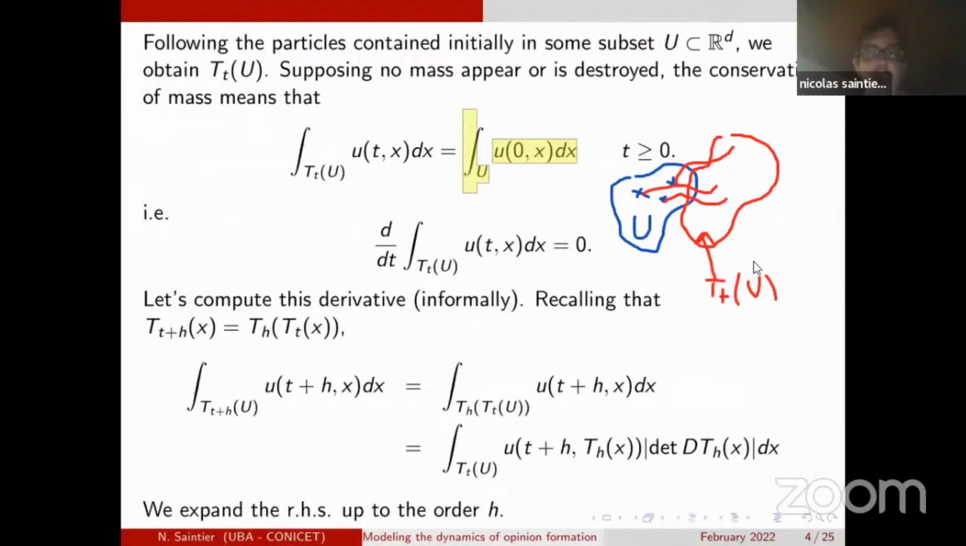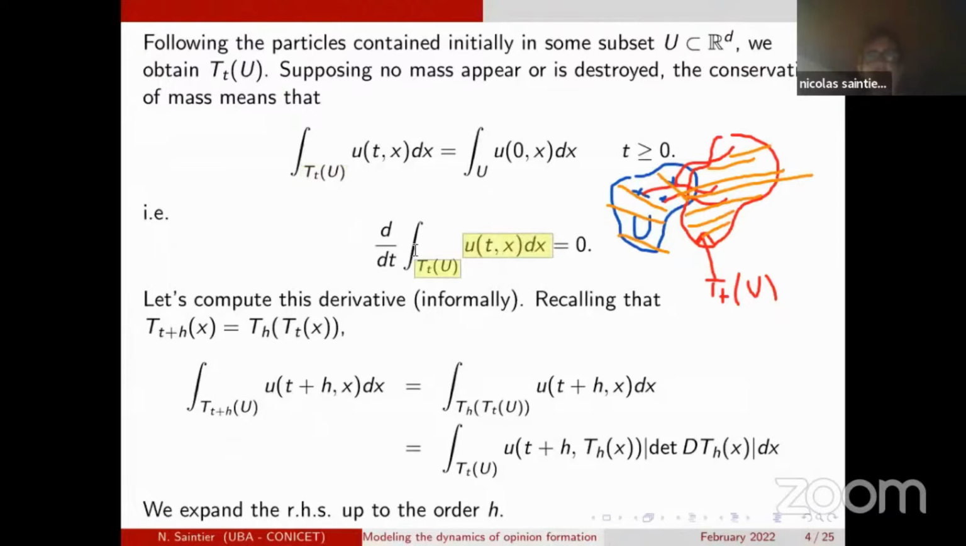mass I have in this set at any time t, right? I'm just saying that globally, I didn't lose anything when I'm tracking down all the particles that are initially here. I've got them all here. Okay, I didn't lose anybody. This only means that, right? Okay, so we are just saying that at the end, this quantity here is conserved.